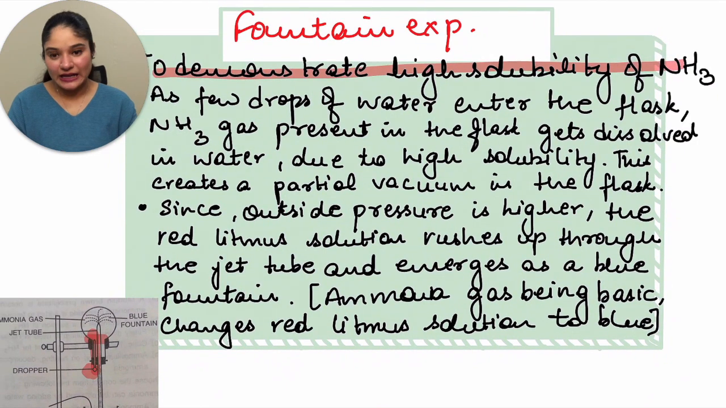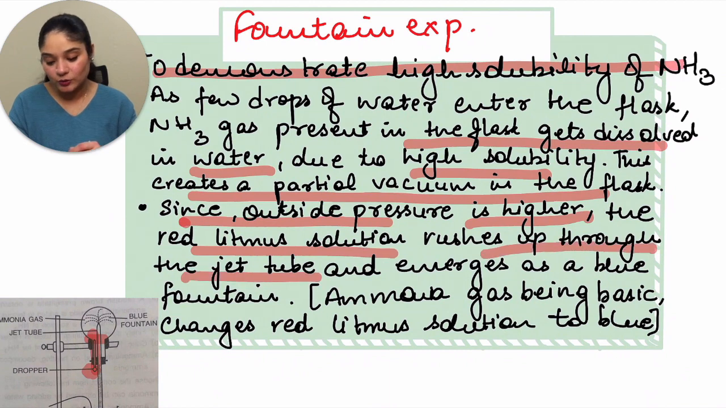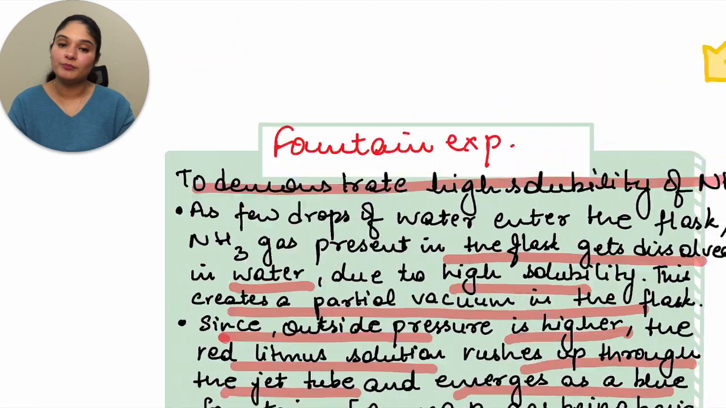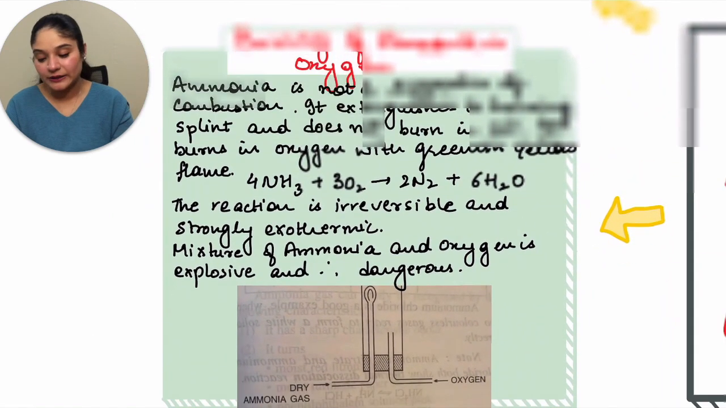As few drops of water enter the flask, ammonia gas present in the flask gets dissolved in water due to high solubility. This creates a partial vacuum in the flask. Since outside pressure is higher, the red litmus solution rushes up through the jet tube and emerges as a blue fountain. Ammonia gas, being basic, changes red litmus solution to blue. Let's move ahead to the next part, that is burning of ammonia in oxygen.